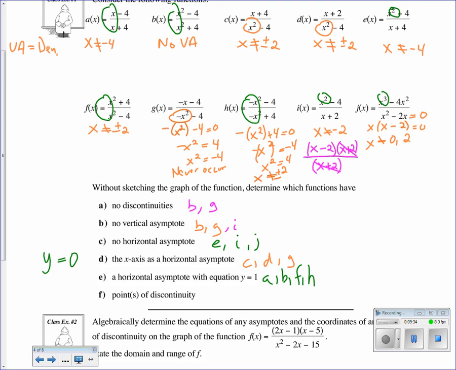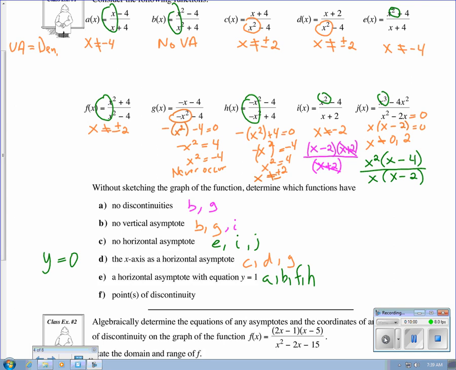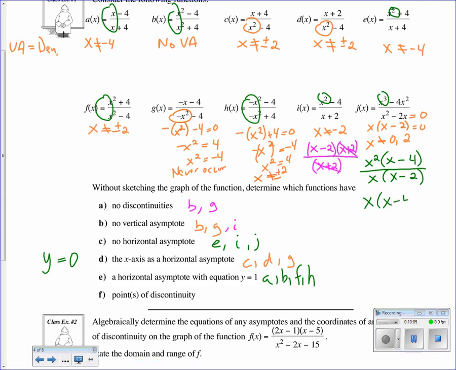And then graphs that had points of discontinuity. We need to look at places where there is factoring opportunities. The only other place where I might have done some factoring is in J. In J, I could have taken an x squared out, and then I'm left with x minus 4 over x times x minus 2, because here I have common factors, x times x squared minus 4 over x minus 2.